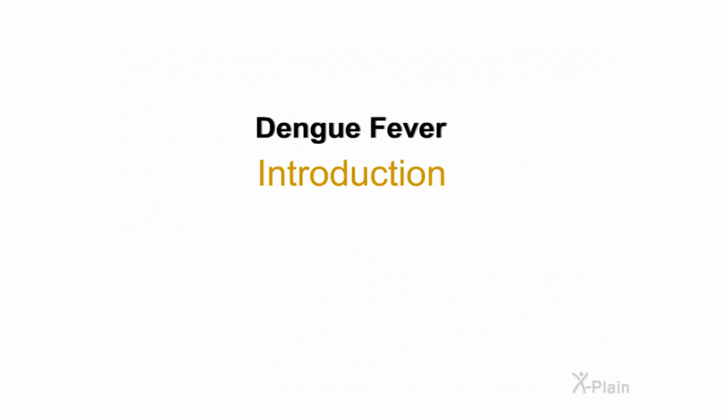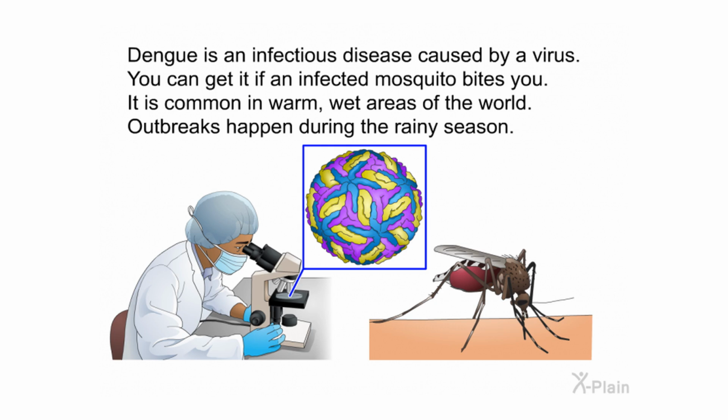Dengue fever. Introduction. Dengue is an infectious disease caused by a virus. You can get it if an infected mosquito bites you. It is common in warm, wet areas of the world. Outbreaks happen during the rainy season.